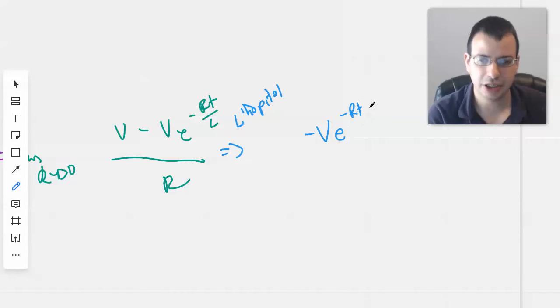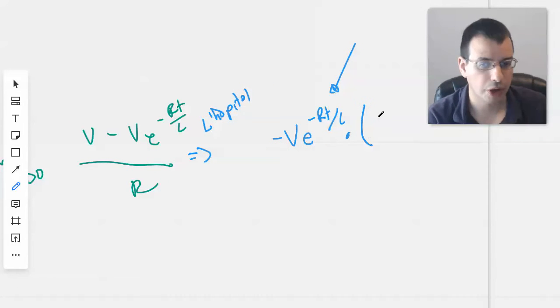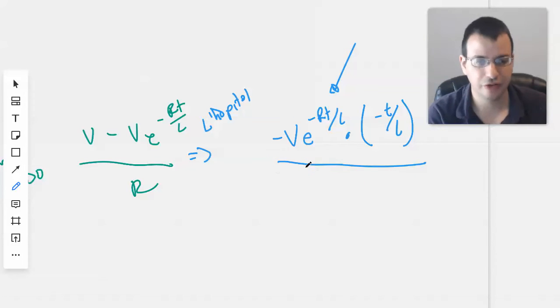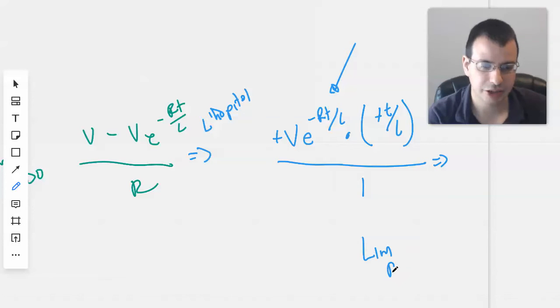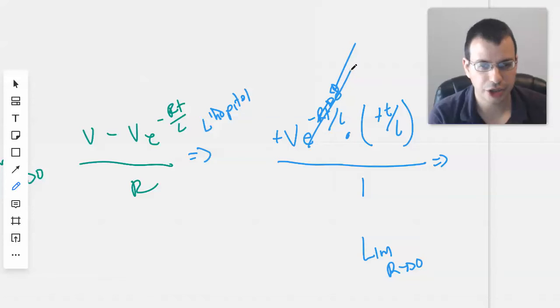V e to the negative RT over L, and then we'll take the derivative of the interior, which in this case is negative RT over L, and so taking respect to R, that will give us negative T over L, over the derivative of R with respect to R, which is 1. So cancel those, and now we take the limit as R approaches 0 of, so this goes to 0, and so this whole equation then goes to 1, and we're left with Vt over L. Okay?